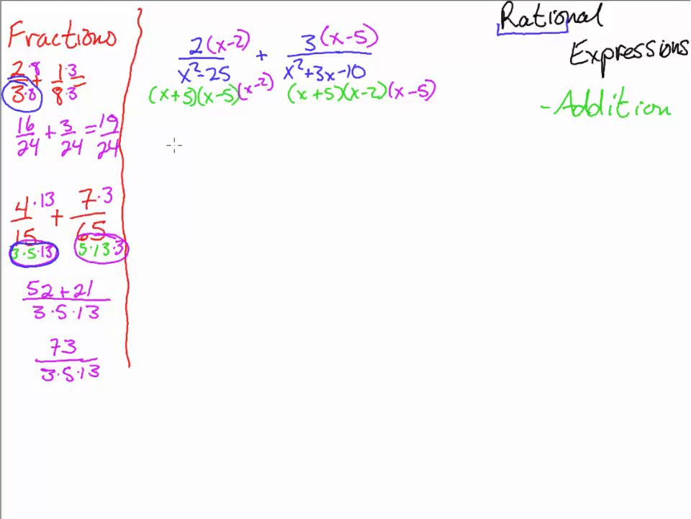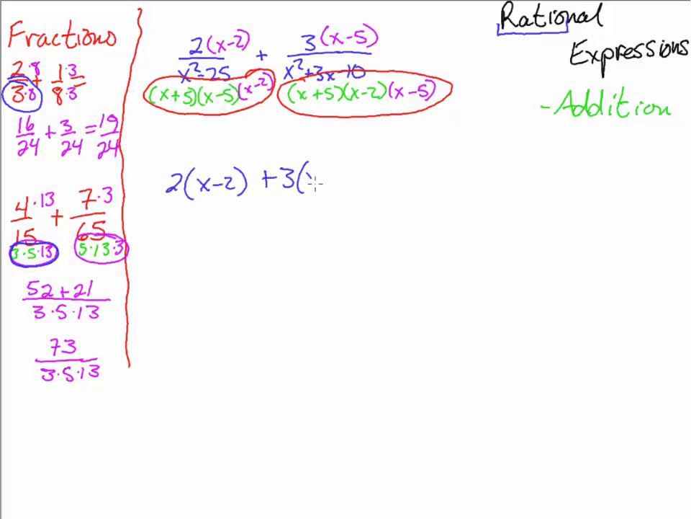Oh, look at that. Now, look at what we have created. This guy right here and this guy right over here are exactly the same thing. We just made a common denominator out of thin air. So let's write down what we have. We have 2 times x minus 2 plus 3 times x minus 5 all over this ugly mess down here. But at least it's the same. We can add fractions when they have the common denominator. So there we go. So the top we do need to combine.